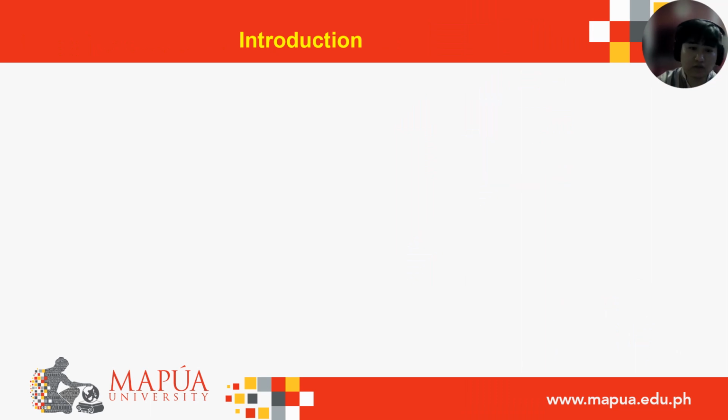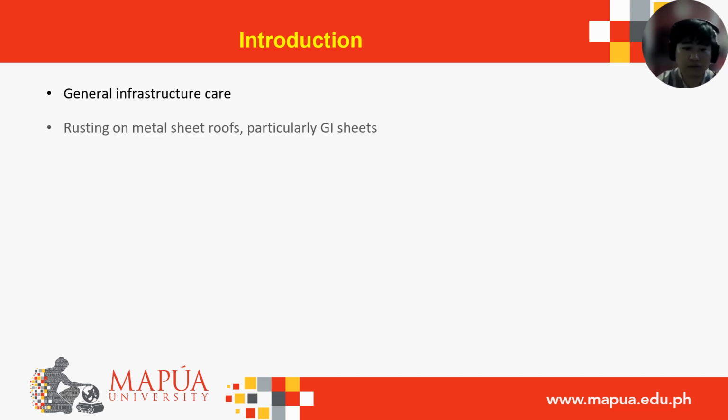Introduction. Infrastructure care is done to preserve stability, order, and safety, to prevent unwanted deterioration and hazards. One of the materials that are prone to deterioration are metal sheet roofs. Metal sheet roofs protect from environmental factors such as intense heat and rain. Due to this, they are also the most vulnerable to corrosion, particularly rusting. A prominent material is galvanized iron sheets. However, even with this, rusting still occurs and requires regular monitoring.